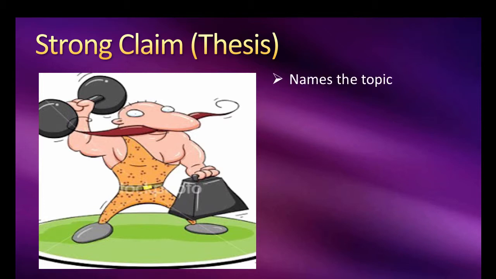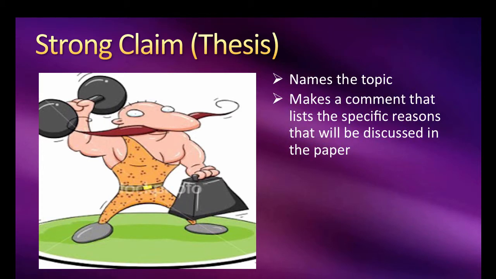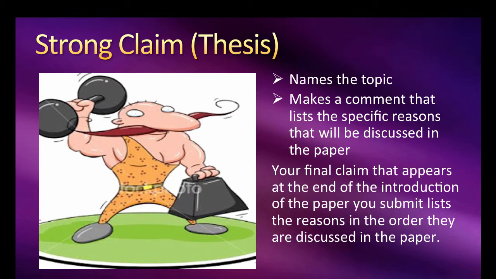Now, a strong claim or a strong thesis names the topic, of course, and it makes a comment that lists the specific reasons, and that's in Toulmin terms, the subtopics, that will be discussed in the paper. In fact, the final claim that ends up being in the paper that you turn in to me will not only name the reasons, but it will name the reasons in the order that you discuss them in the paper. That's one of the things that differentiates a final claim or thesis from a working claim or thesis.